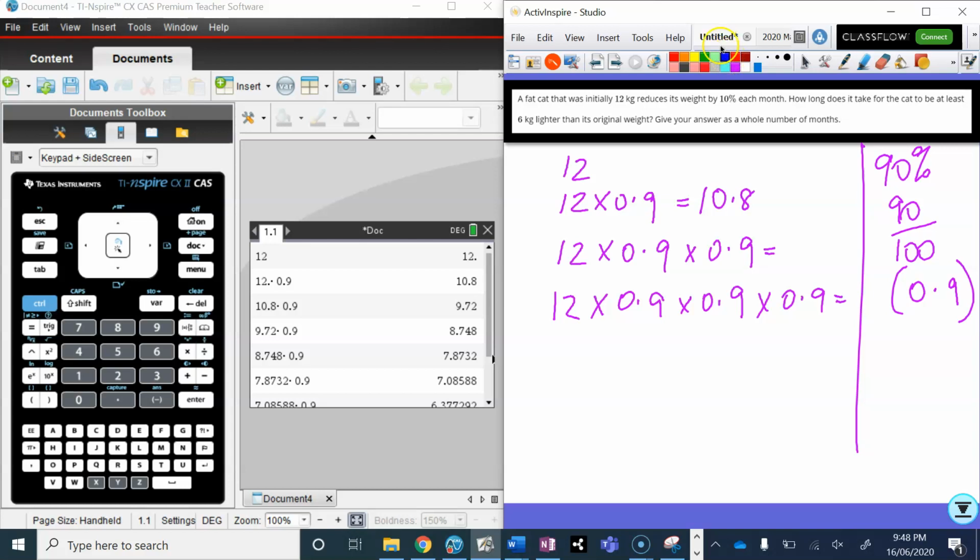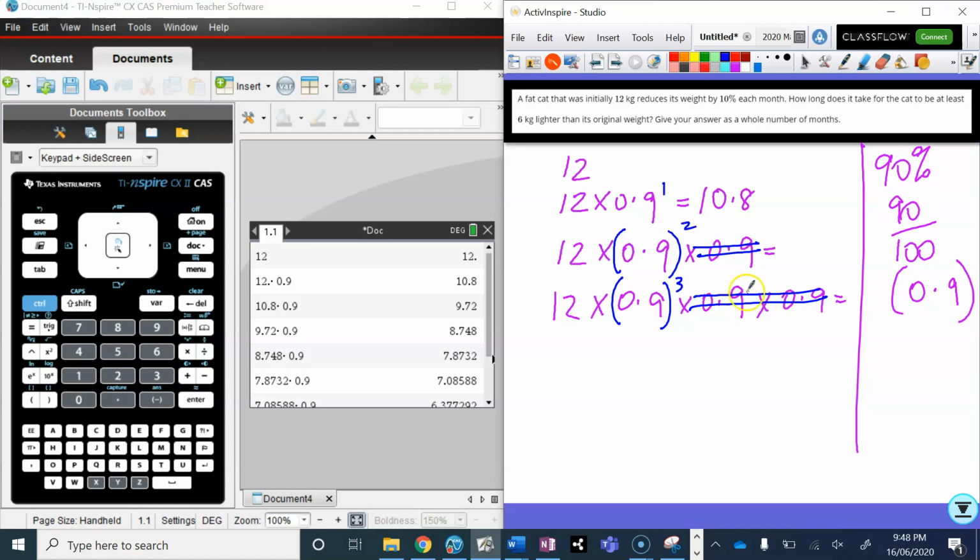So what I'm really doing is saying this equation here is like 12 times 0.9 to the power of 1. Then really here what I've done, 0.9 times 0.9 is like 0.9 squared. So I could rewrite this thing as 0.9 squared. And then I could rewrite 0.9 times 0.9 times 0.9 as 0.9 cubed.